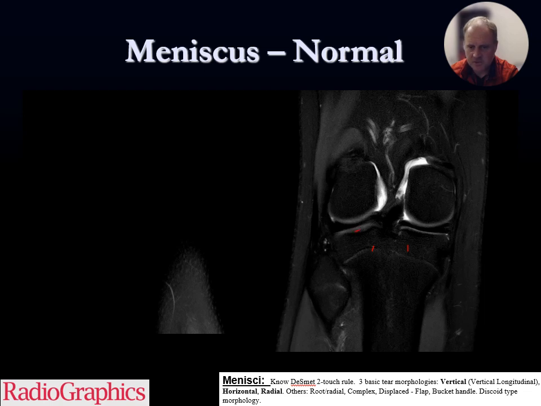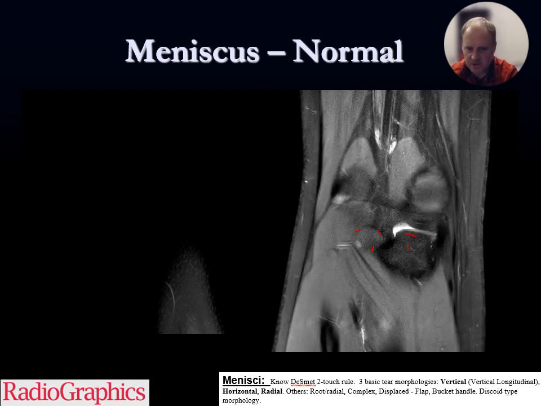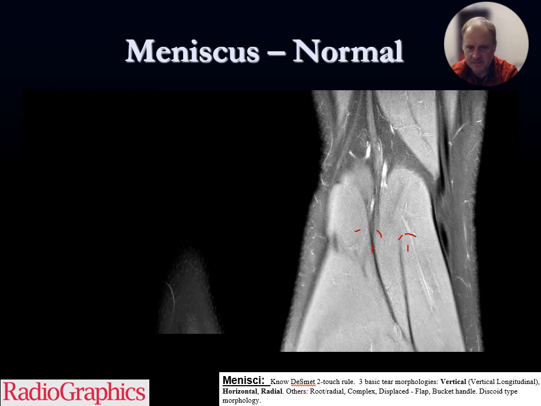Here's the posterior horns. Now these are C-shaped structures, so you might have to go back centrally to look at these a little better, but you do get some sense of how these insert also at their posterior horn root attachments just based on this one run through as well.